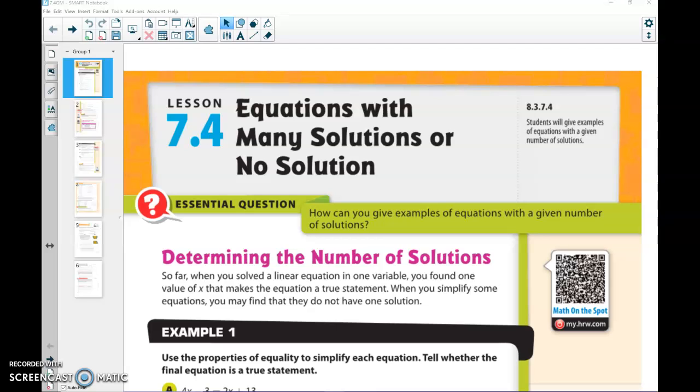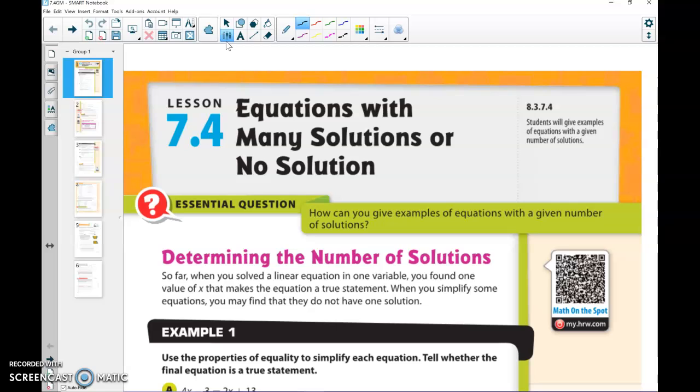Hey everyone, this is Mr. Molo with lesson 7-4, equations with many solutions or no solutions. So remember these, we're pretty much going to solve just how we've been solving. And then when we get to the end, the x's are going to cancel. And so we're just going to basically be looking at the numbers.